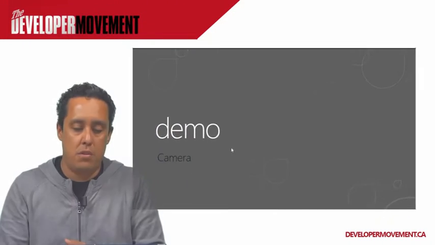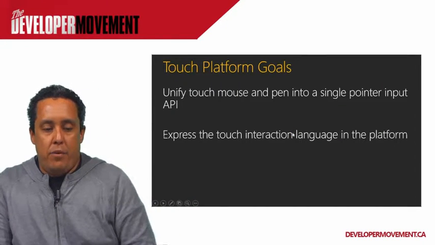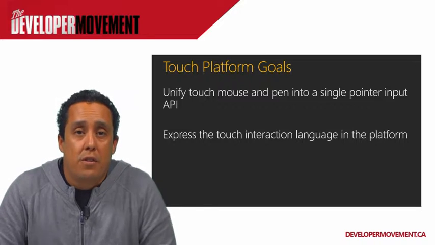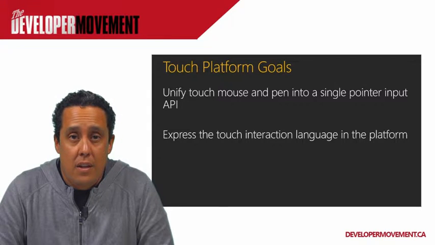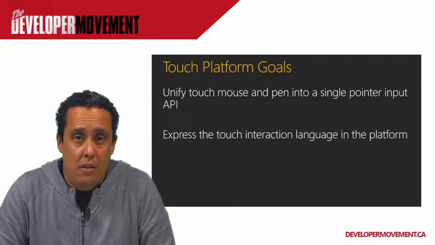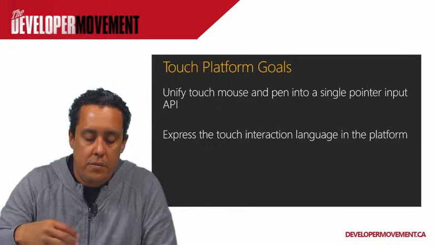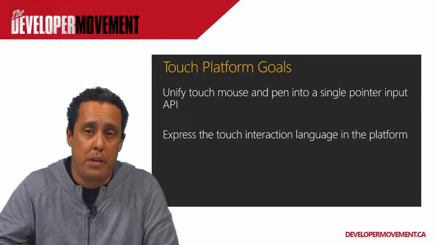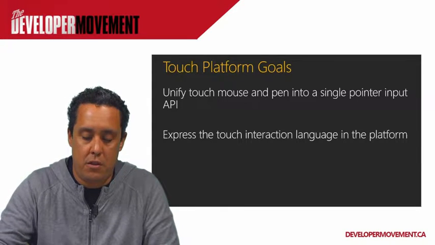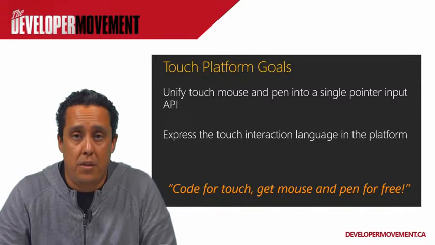If you want to use the camera capture API, you can use a media element. So, the touch platform. Windows 8 was designed to be a touch-first environment. So, what Microsoft has done is they've unified the touch, the mouse, and the pen into a single pointer API. This allows you as a developer to more easily develop your code, so you don't have to figure out if it's a mouse or a pen or a person using their finger. And if you code for touch first, you get mouse and pen for free, which is great.